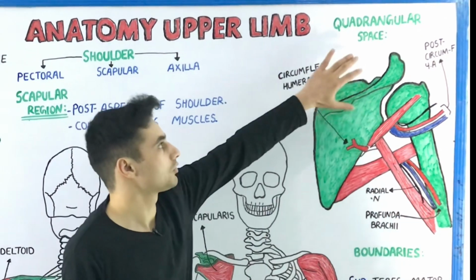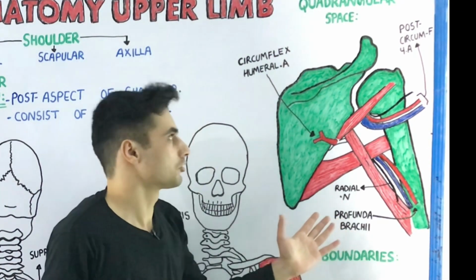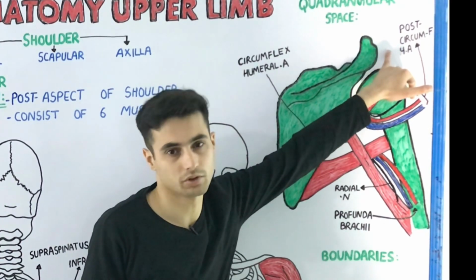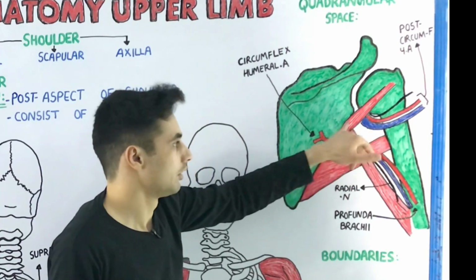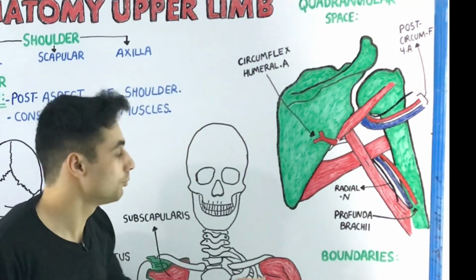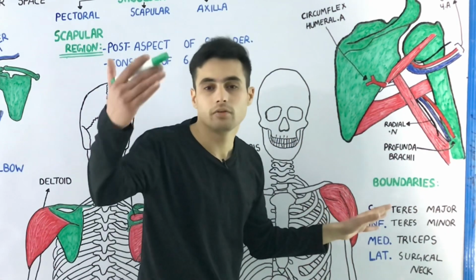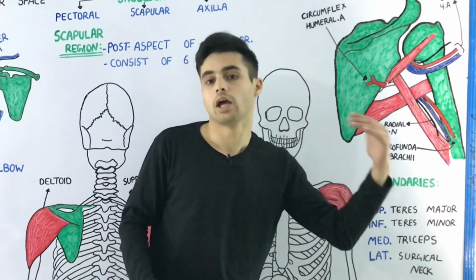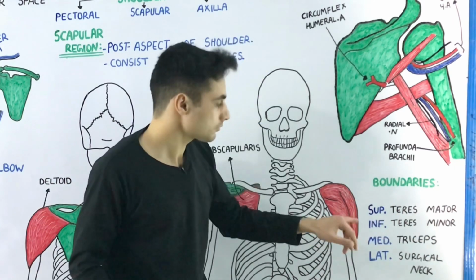Now, let's talk about the quadrangular space. The quadrangular space consists of the posterior circumflex humeral artery along with the axillary nerve. These are the contents of the quadrangular space. Now, let's talk about the boundaries of the quadrangular space. What is above it, what is below it, what is on the right side of the quadrangular space, and what is on the left side of the quadrangular space.